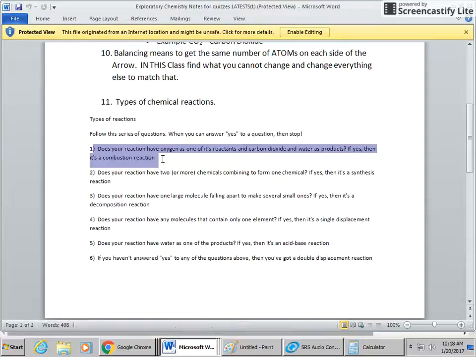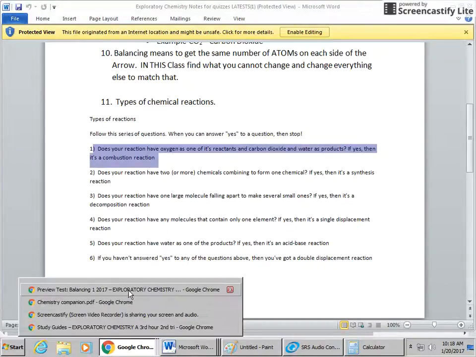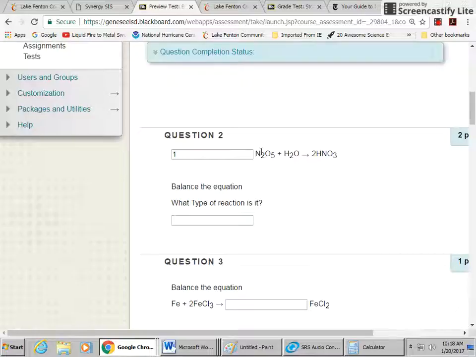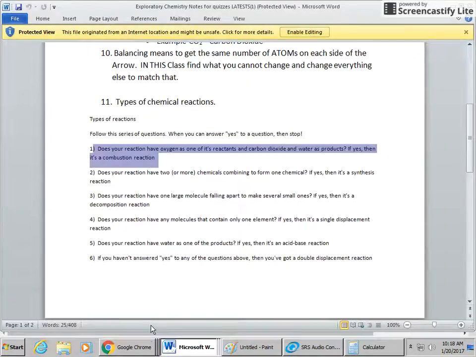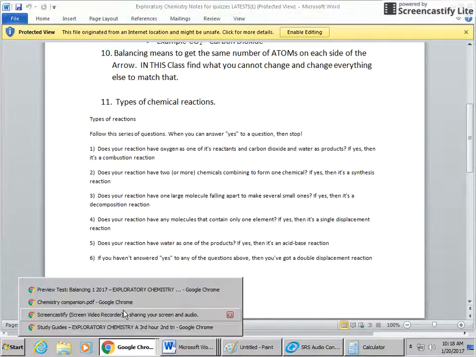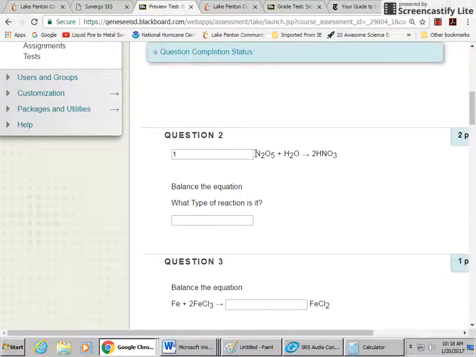Does your reaction have oxygen as one of its reactants? Yes, but it's not singular. It's not tied up. I mean, everything else is in water, so it doesn't have just oxygen. There's oxygen in it, but it's not. Does your reaction have 2 or more chemicals combining to form one chemical? If yes, it's a synthesis. Well, we have 2 things here because it's divided by an addition sign, and 1 thing here. So it's a synthesis.